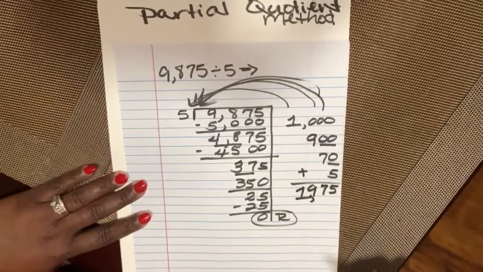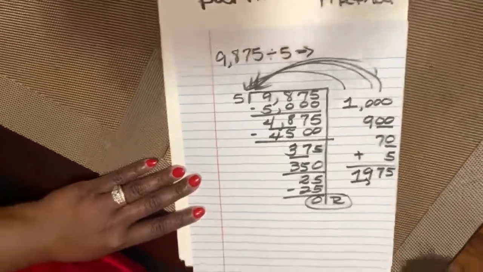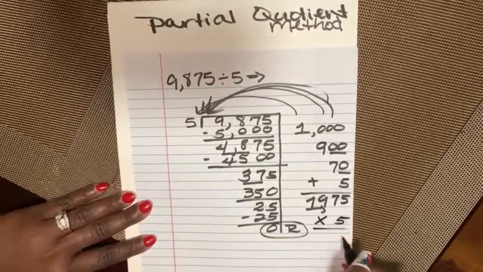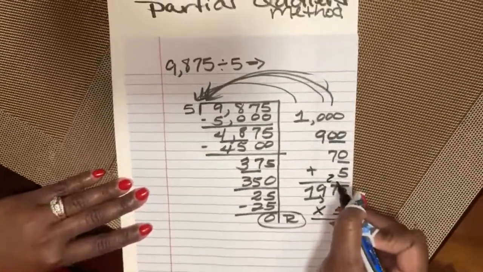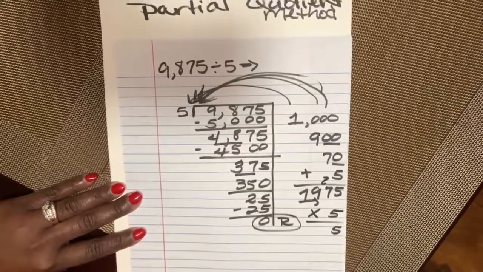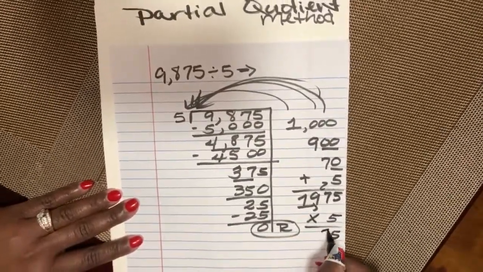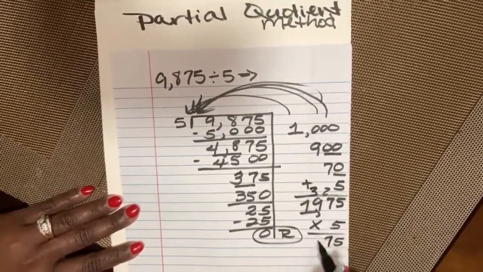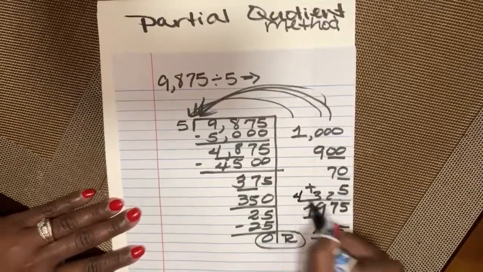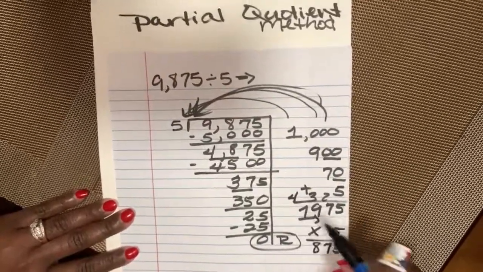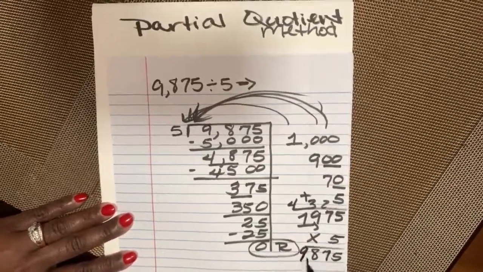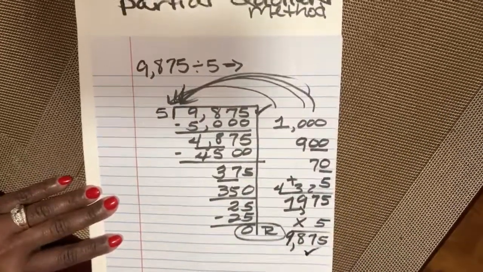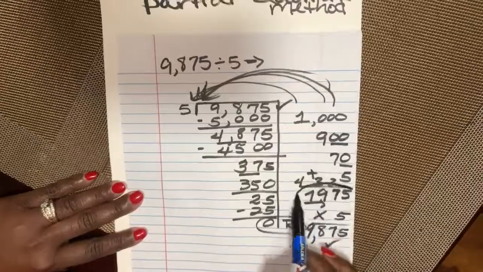Now, we got to check it. This is our quotient. We multiply it by 5. 5 times 5 is 25. Carry my 2. 5 times 7 is 35 plus 2 is 37. Carry my 3. 5 times 9 is 45 plus 3 is 48. Carry my 4. 5 times 1 is 5 plus 4 is 9. 9,875 looks just like this one. Checks out good. And this is my quotient.